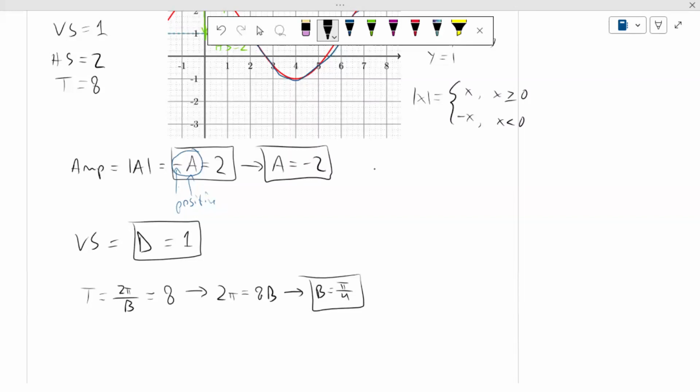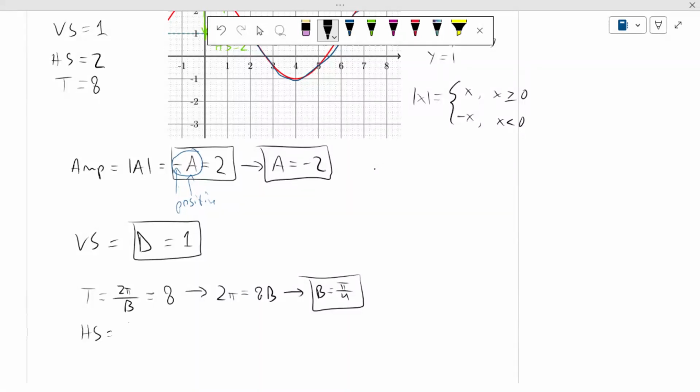So that one is probably the one that requires the most work. That and the horizontal shift, which comes next. Okay, questions on that? All right, well, let's do the horizontal shift then.